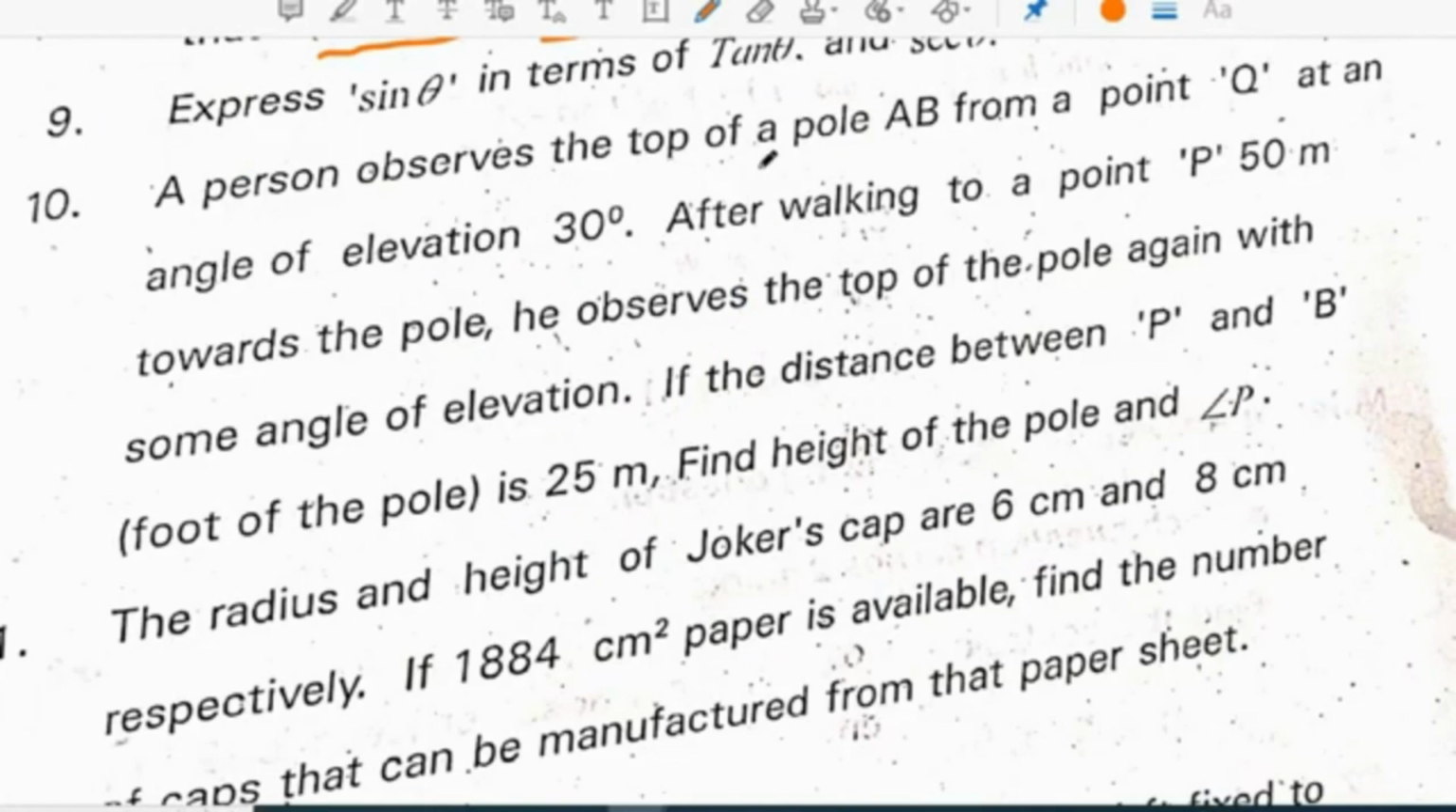10th question. A person observes the top of a pole AB from a point Q at an angle of elevation 30 degrees. After walking to a point P 50 meters towards the pole, he observes the top of the pole again with some angle of elevation.